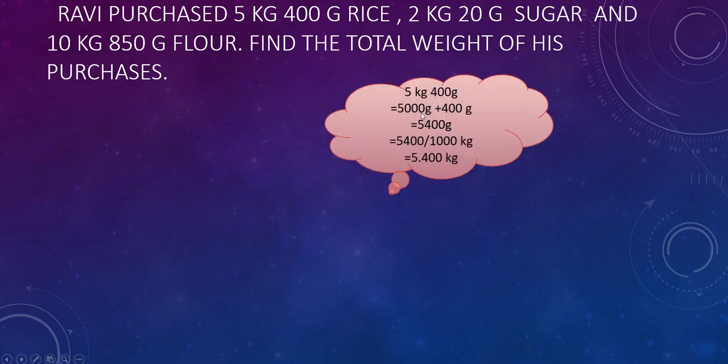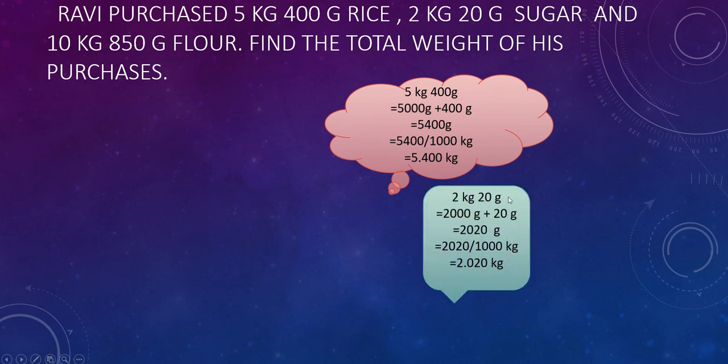5 kilogram means 5000 gram and 400 gram more. So it would be 5400 gram. Now I want to do work in the bigger unit. I am coming to kilogram, so I will divide by 1000. 5400 divided by 1000 will give you 5.400.